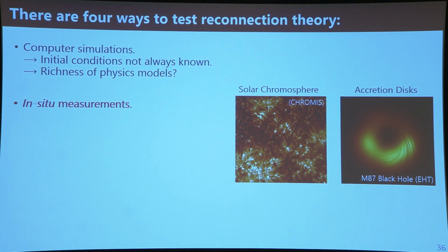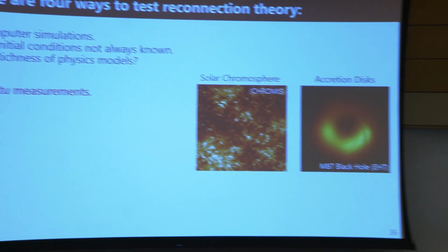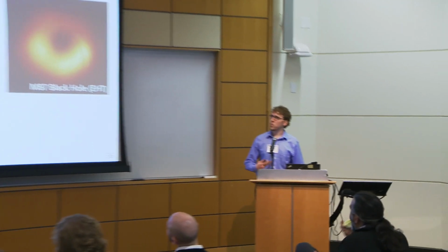The second way to evaluate the theory is in situ measurements. This is just saying, what if we take a probe and send it to the location where magnetic reconnection is occurring? But for our case of trying to learn about astrophysical plasmas, this is a non-starter. These environments are too extreme or simply way too far for us to ever send a probe and actually measure reconnection at its location.